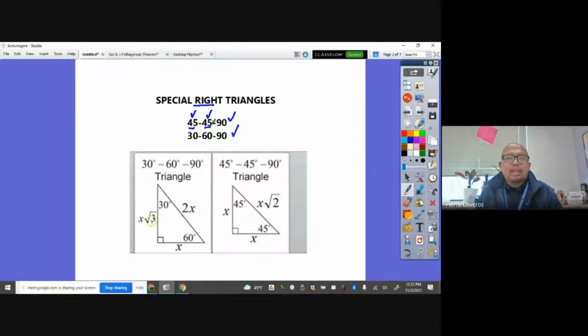And today we're going to learn two special right triangles: 45-45-90 and 30-60-90. Both of them have 90 degrees because it's a right triangle.